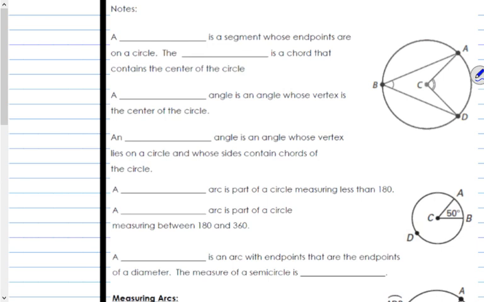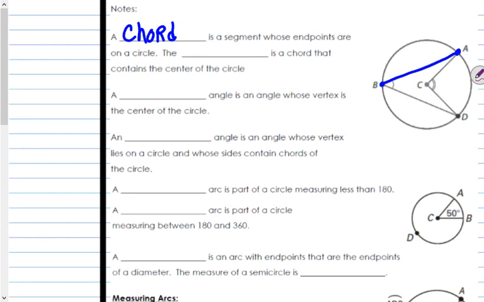A chord is a segment whose endpoints are on the circle. An example of a chord would be BA. B to A, the line is in the circle and its endpoints are on the circle.